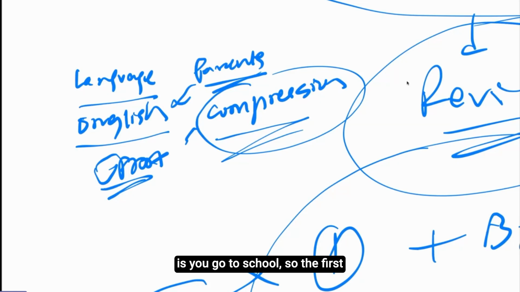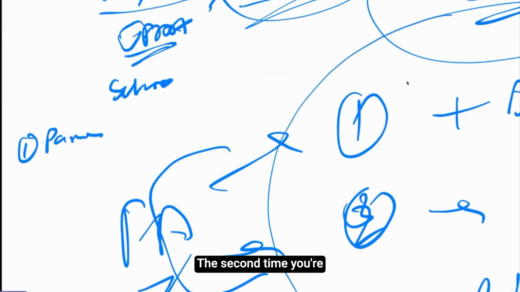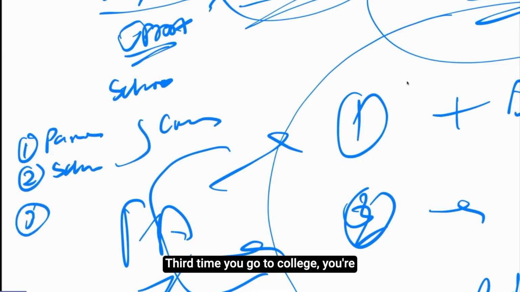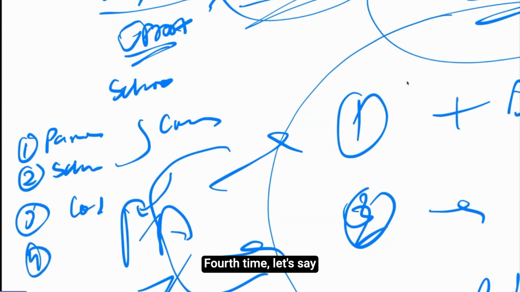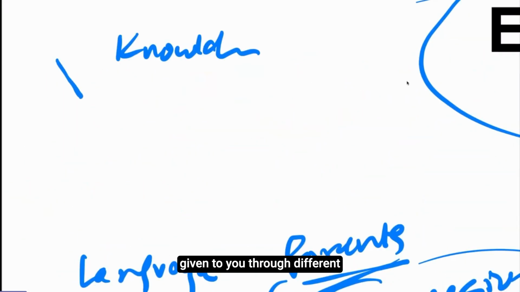But then what happens is you go to school. So the first time it is with parents in language. The second time you're going to school and you're relearning compression again. Third time you go to college, you're relearning compression again. Fourth time, let's say go watch movies, compression shows up again. What's happening here is you're getting the same knowledge given to you through different lenses. And this is called encoding variability.